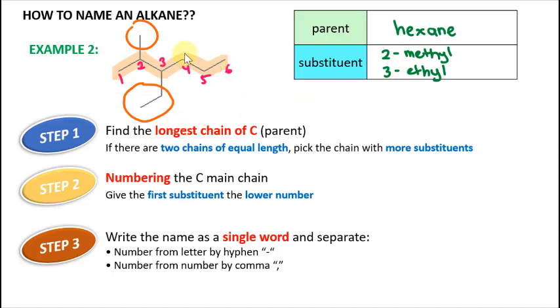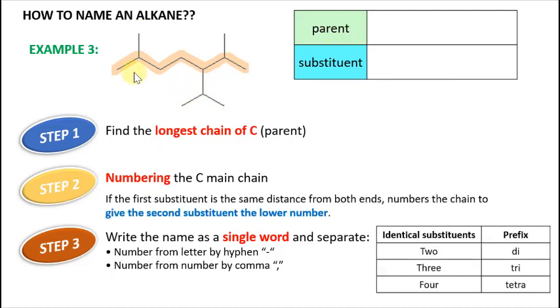So to write down the IUPAC name of this compound as a single word, we are going to start with the substituents first. Since we have two different substituents, we are going to arrange them in alphabetical order. Since E comes before M, we are going to write ethyl first. So 3-ethyl and then 2-methyl hexane.